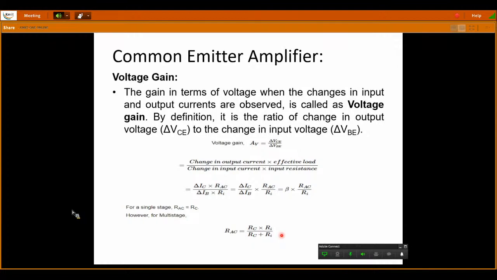Delta IC divided by delta IB can be rewritten as beta. So the voltage gain is beta times RAC divided by Ri. For a single stage, as I already mentioned, RAC, the effective load, is RC. For a multi-stage, RAC is equal to the parallel combination of RC and Ri.